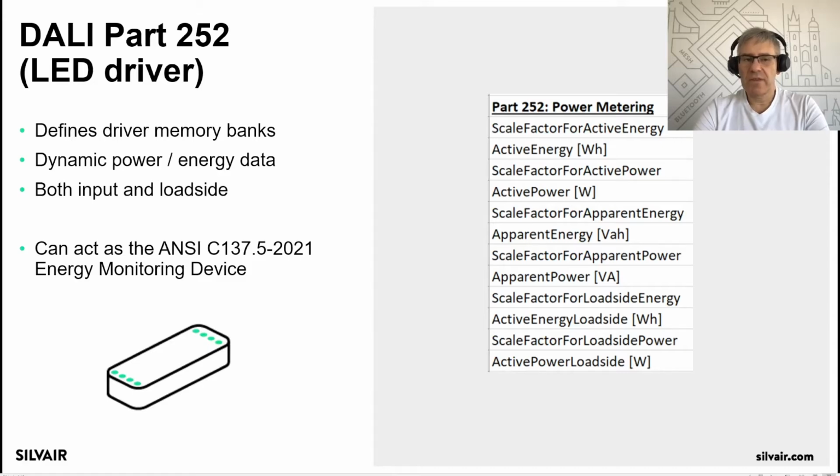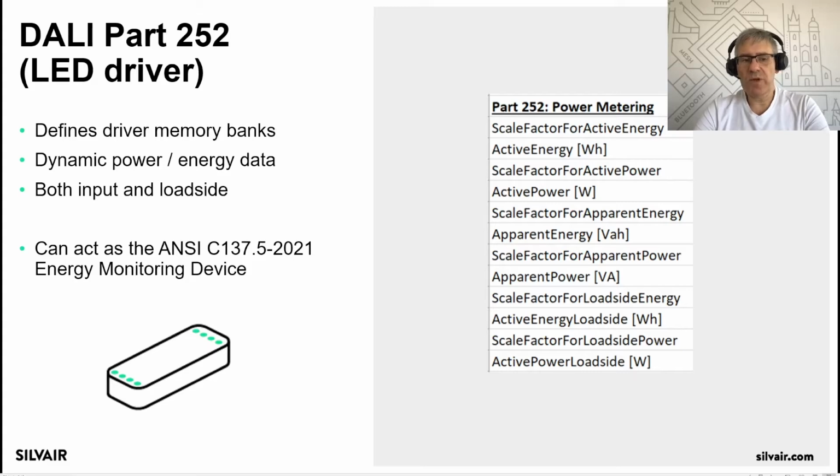So the DALI part 252 defines driver-related memory banks. These are memory locations where the particular data values are stored. These memory banks are related to dynamic power and energy data. And what's interesting, they cover both input and the load side, so you can basically report values that include or exclude the driver itself.